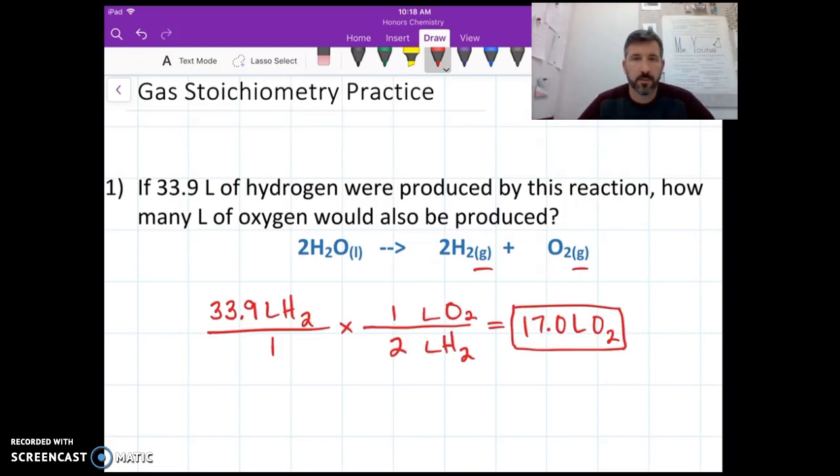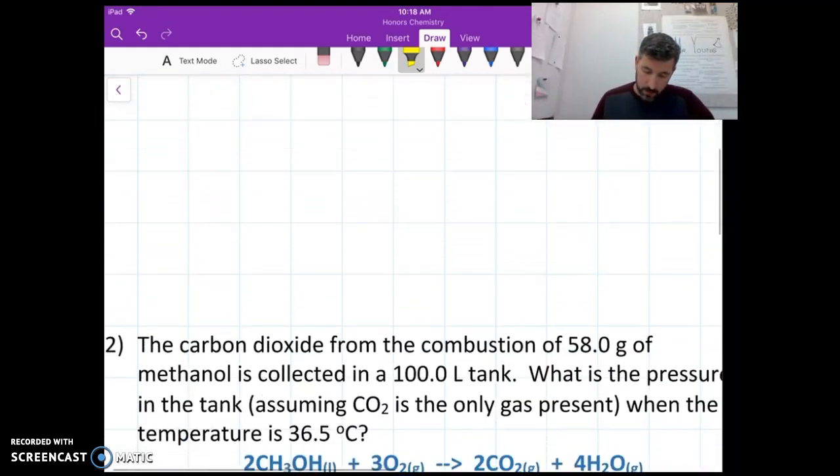Okay, so as we talked about in class, as long as they're both gases, the coefficients, in this case 2 and 1, are not only molar ratios, but they're also volume ratios, because a mole of any gas occupies the same space. It doesn't matter the identity of the gas. So this reaction produces a 2-to-1 volume ratio of hydrogen to oxygen, so we get 17 liters. Okay, let's take a look at another one.